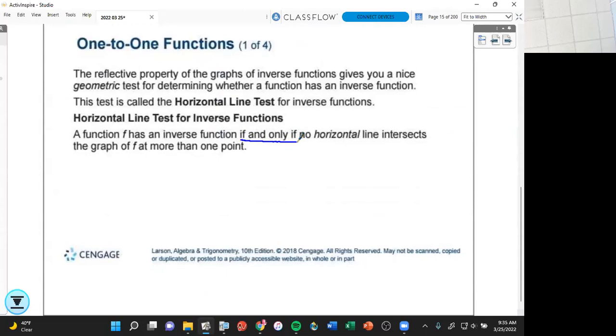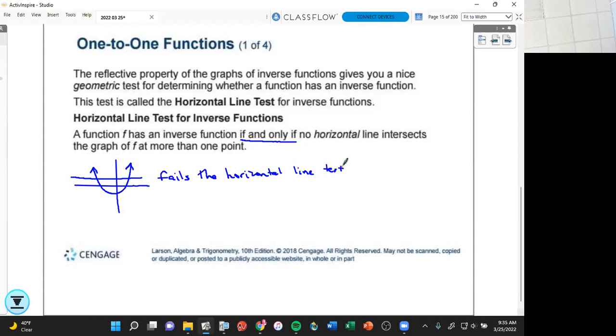Can a parabola have an inverse? If I was to draw a parabola, any parabola, can I make an inverse to that? Yes. No, I cannot. It fails. It fails the horizontal line test.